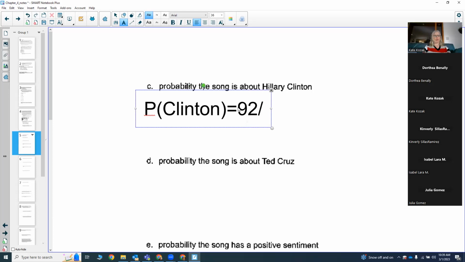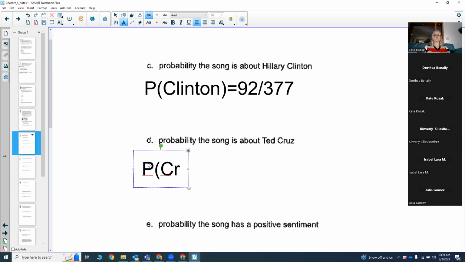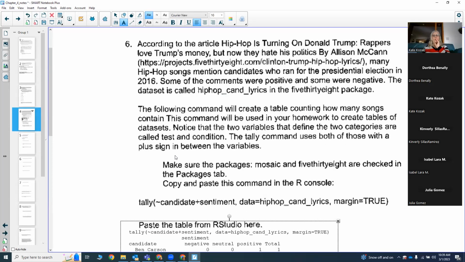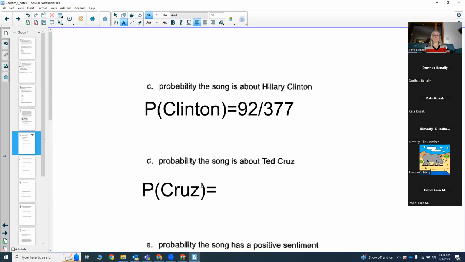Over 377. Yeah. So remember, don't forget to have the denominator, because it can't just be 92. It's going to be 92 out of some number. All right. So let's keep doing this. Now let's look at the probability it's about Ted Cruz. So what's the probability it's about Ted Cruz? One out of 377. Yeah. So obviously there weren't too many about Ted Cruz.